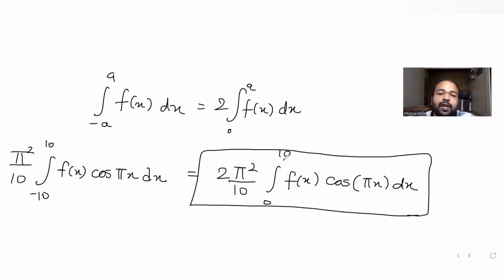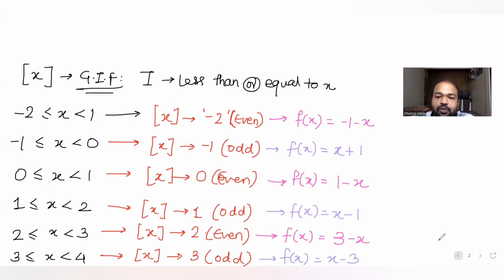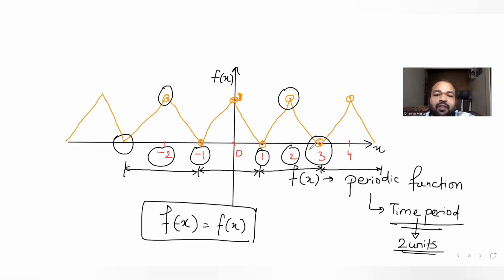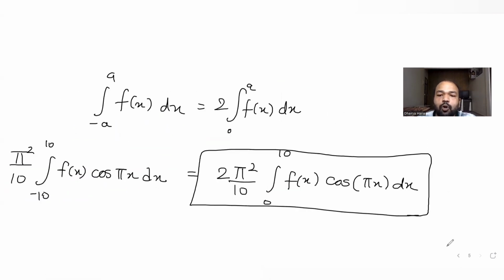Now when it goes from 0 to 10, if I understand that function, we already know that after every 2 units, f of x is a periodic function. So I understand from 0 to 2, then 2 to 4, after every 2 units, you are getting the same cycle of f of x repeated. But let's talk about cos pi x also. I know that cos of x repeats itself after every interval of 2 pi, so the time period for cos x is 2 pi.